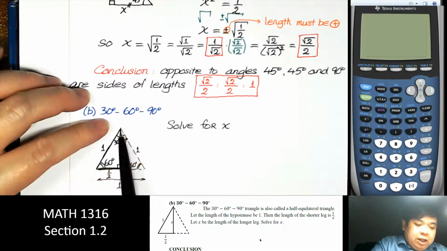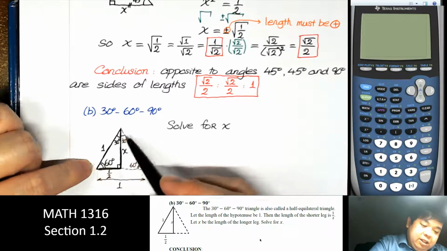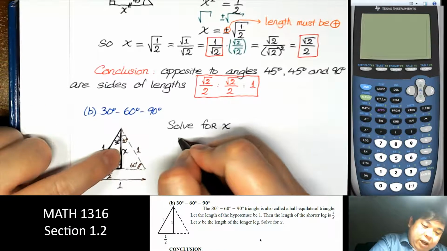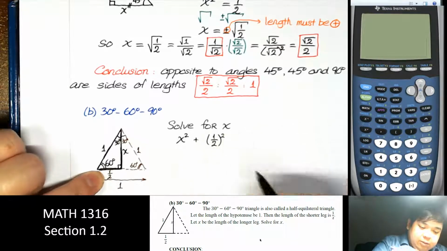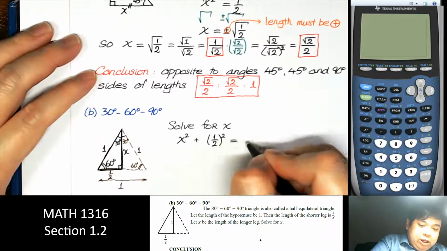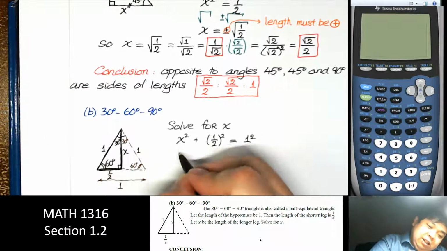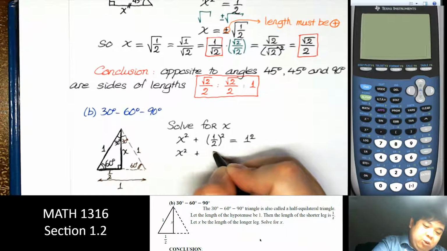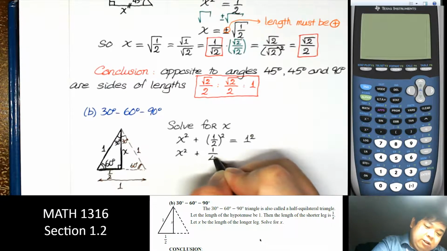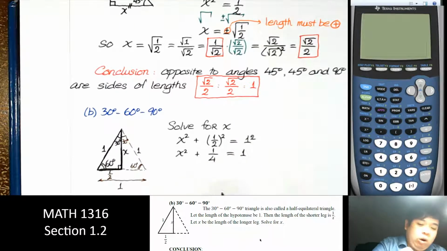Right. Also, this is a right triangle, so with the hypotenuse, we use the Pythagorean theorem: x squared plus 1/2 squared is equal to 1 squared. And we solve for x. So that gives us x squared. 1/2 squared is 1 squared over 2 squared, so it's 1/4. 1/2 times 1/2 is 1/4. And then subtract 1/4 on both sides.